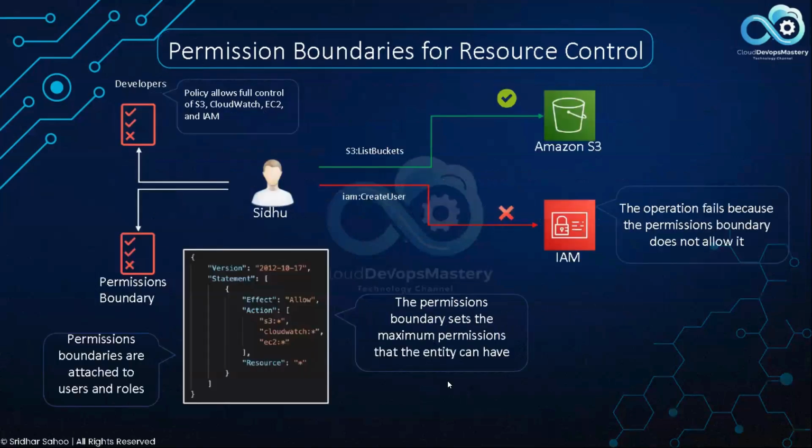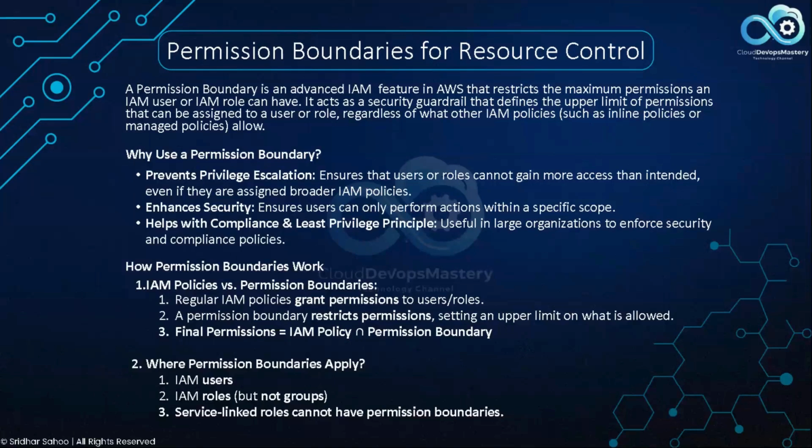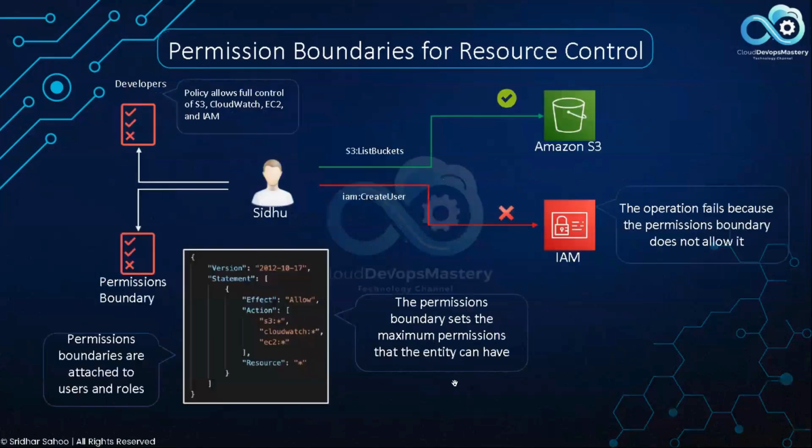Now, where to use a permission boundary? Where can a permission boundary actually be applied? It can be applied to IAM users. It can be applied to roles, not groups. A permission boundary can be applied to users or IAM roles. And service-linked roles cannot have permission boundaries. Okay. So let's see one example.